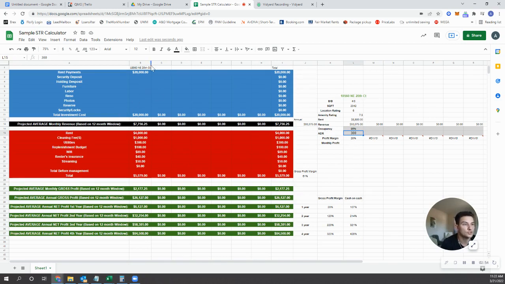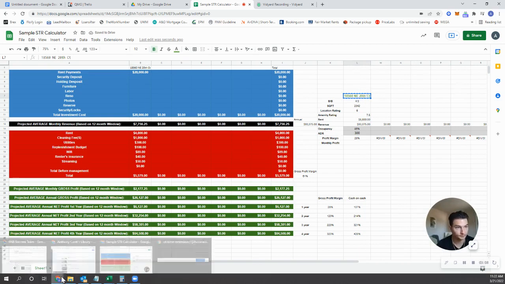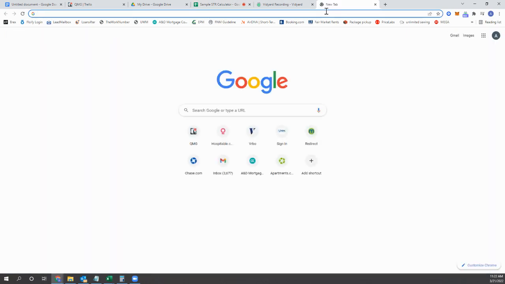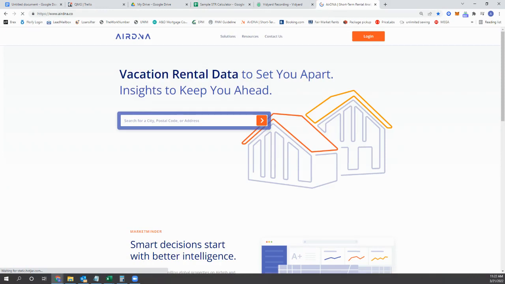But let's use this exact property as an example, which is one that I'm actually going into contract on. I already ran the numbers on this one. It works, so it's going to be a good one. But let's take a look. So the first thing we're going to do is pop up our rentalizer on AirDNA. First step is to put in the address in the rentalizer and see what numbers the algorithm provides.